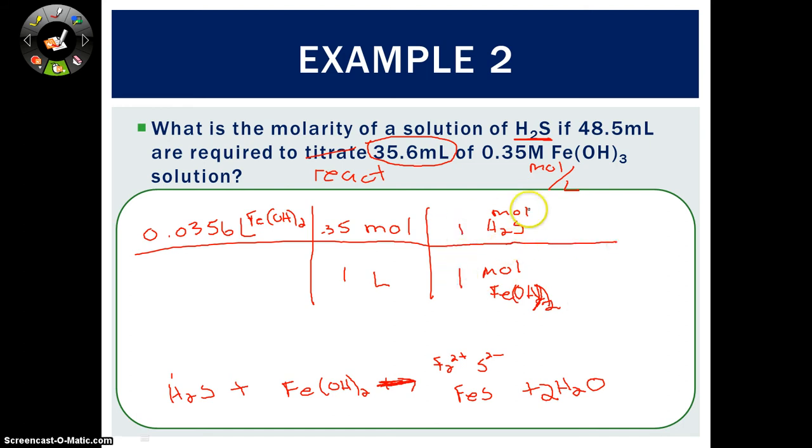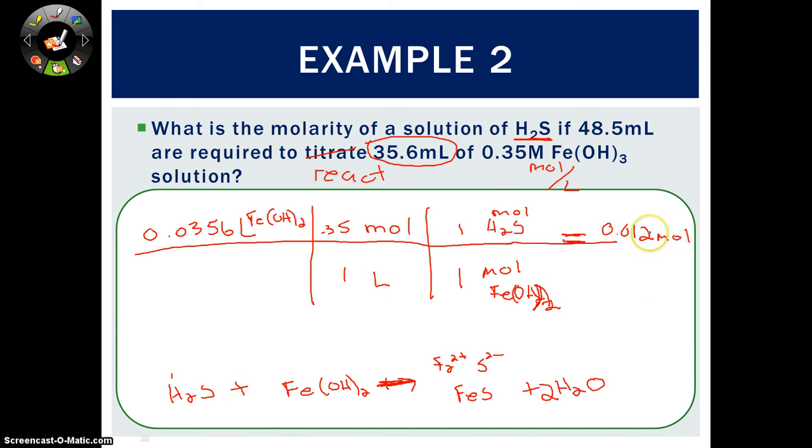Alright, so now I have moles of H2S. That's where I'm going to stop this time, because I have moles and I have volume. Then I can use my definition to find molarity. So 0.0356 times 0.35 times 1 divided by 1 gives me 0.012 moles.